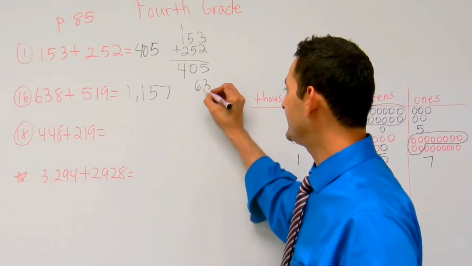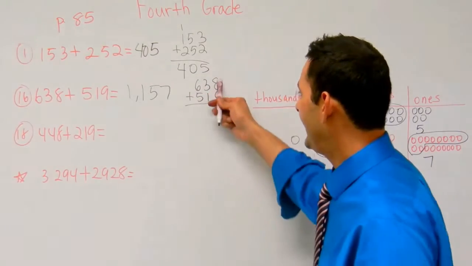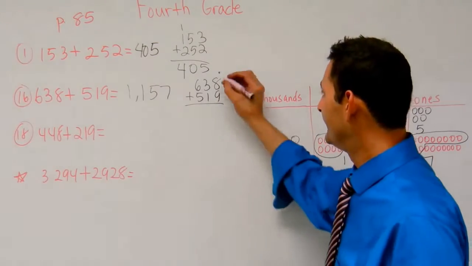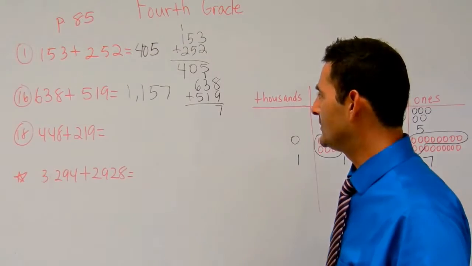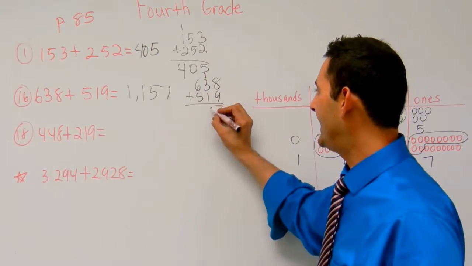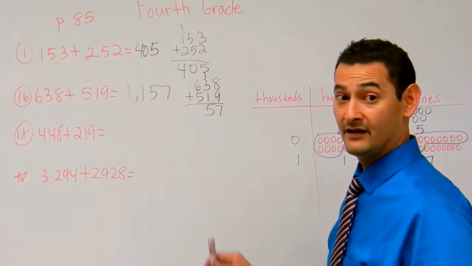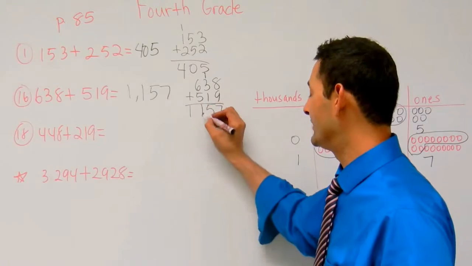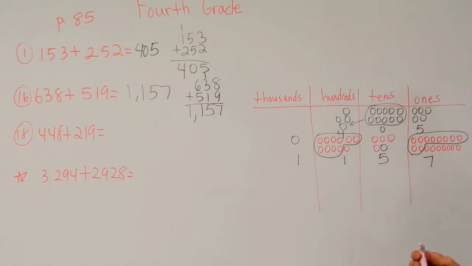So here I've got 638 plus 519. 8 plus 9, that's 17. 1 goes in the tens place. 7 goes in the ones place. Then I've got 3 plus 1, that's 4. I've got 5 tens. And then I've got 6 and 5 hundreds, so that's going to be 11 hundreds. So that's going to be 1,157.